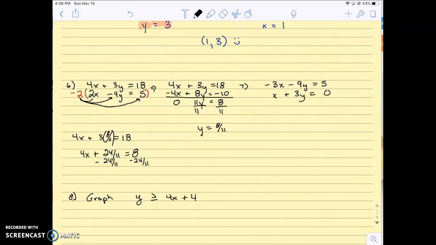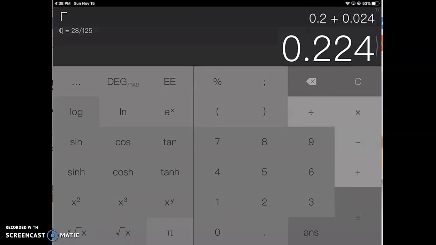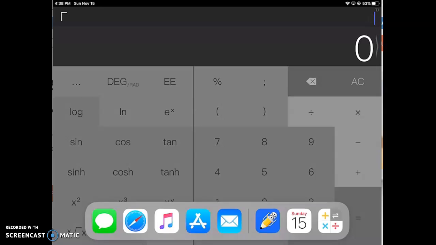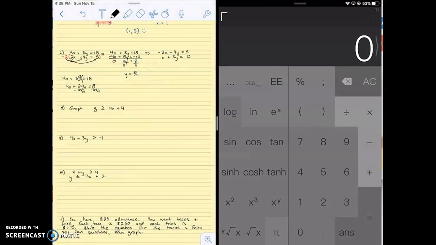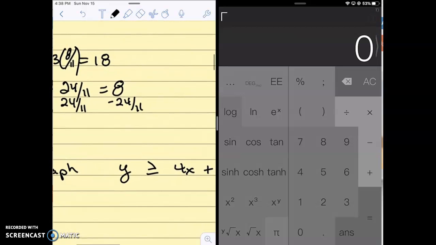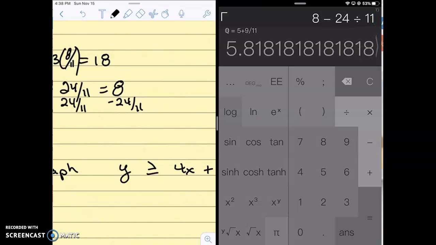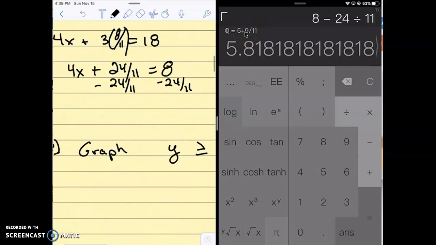And you're not going to panic about this. Instead, you're going to remember that the calculator that we use in class does fractions really, really nicely. So what am I going to type in? I'm going to type in 8 minus 24/11. And check this out. See where it says 5 and 9/11? That's the fraction I want to use.